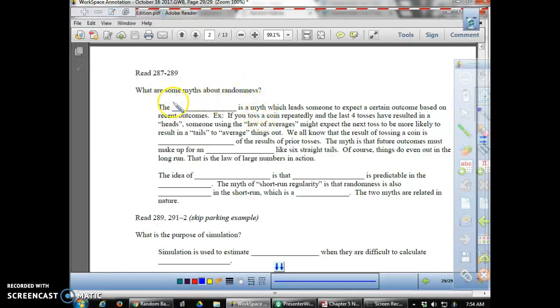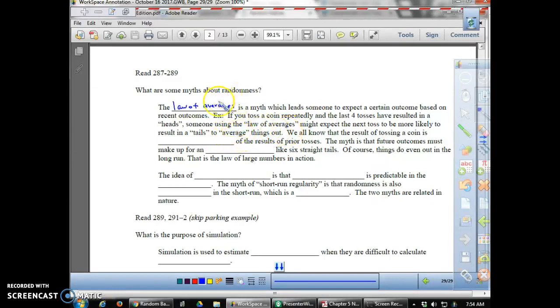So that's what we're going to talk about. So the law of averages, we all fall prey to this. It's just human nature to do that. It's very common. The law of averages is a myth which leads someone to expect a certain outcome based on a recent outcome. For example, if you toss a coin repeatedly and the last 4 tosses have resulted in a head, you would expect the next toss to be more likely to be a tail to average things out.